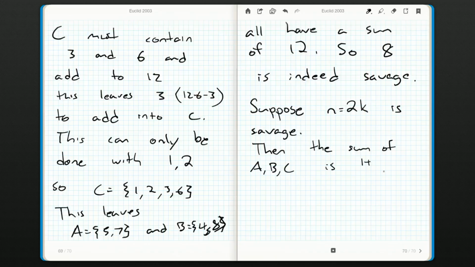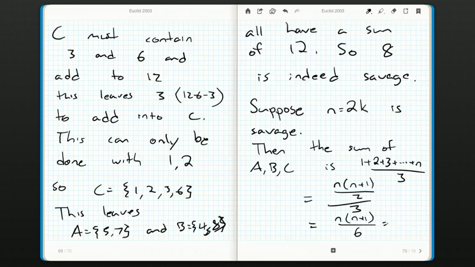So then the sums of a, b, and c have all got to be equal. They've got to be this sum all divided by 3. But that is n times (n plus 1) over 2, all over 3, which is n times (n plus 1) over 6. Now n is 2k. So that's 2k times (2k plus 1) over 6, and we can reduce that to k times (2k plus 1) all over 3. So that's got to be the sum.